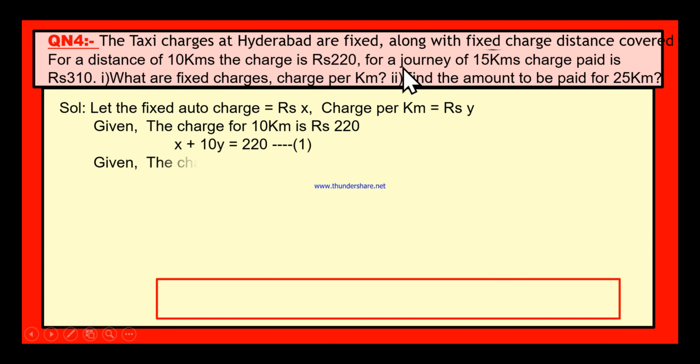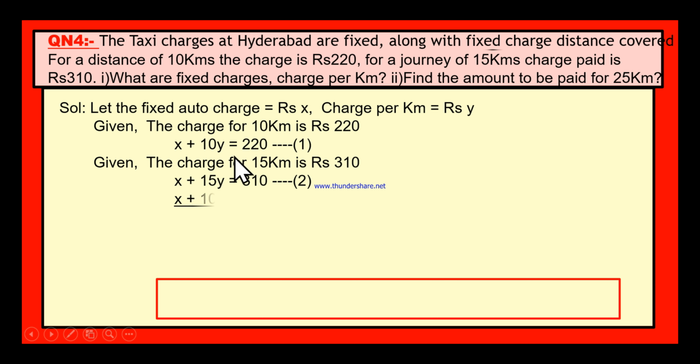Similarly, observe the second one. It is given that for 15 kilometers, the charge is 310 rupees. Again there should be some fixed charge x and there should be a charge for each kilometer. That is x plus 15 into y is equal to 310. This is the second linear equation.